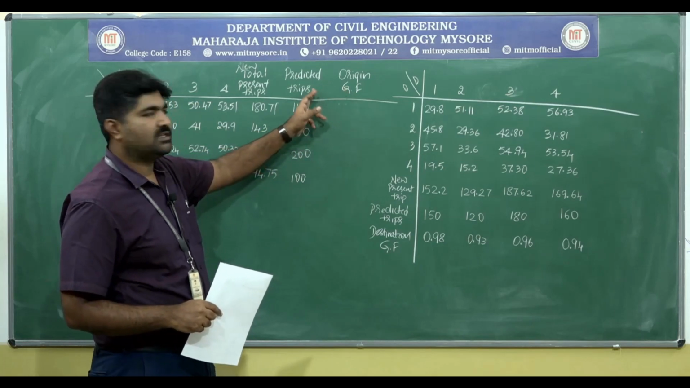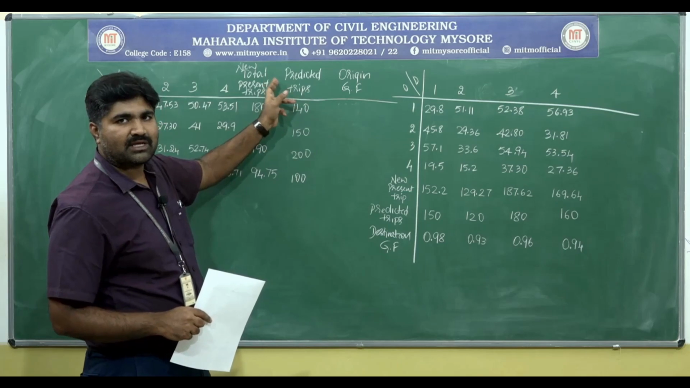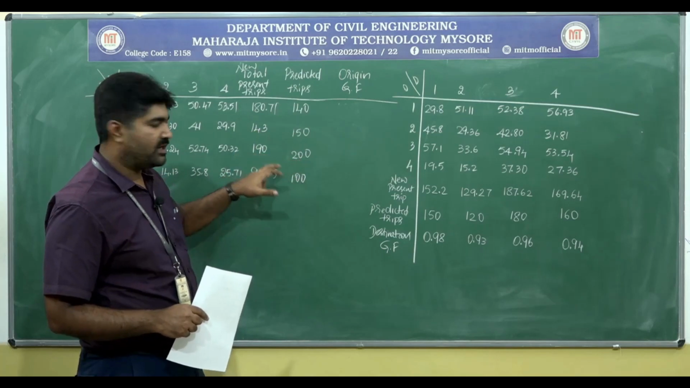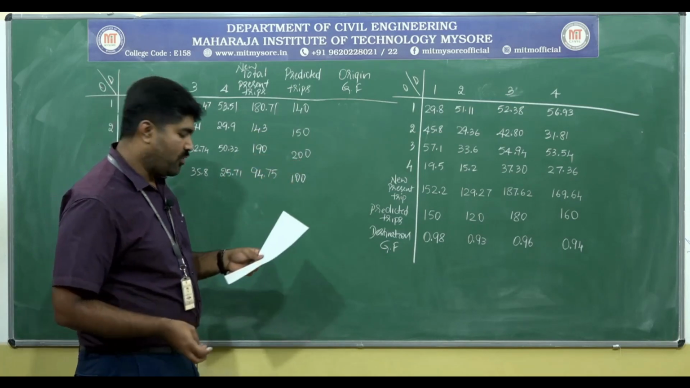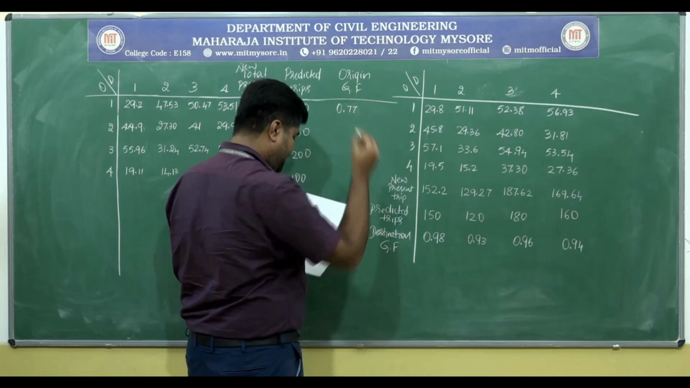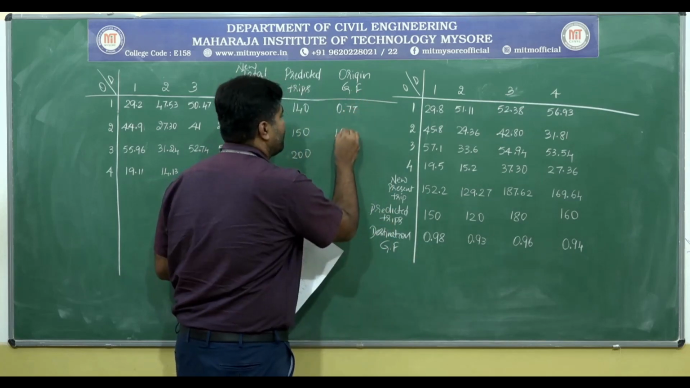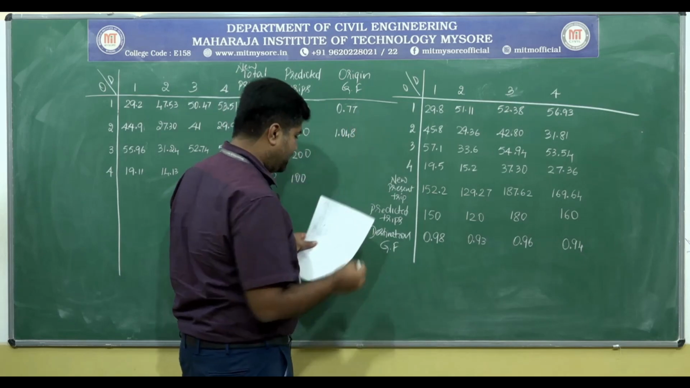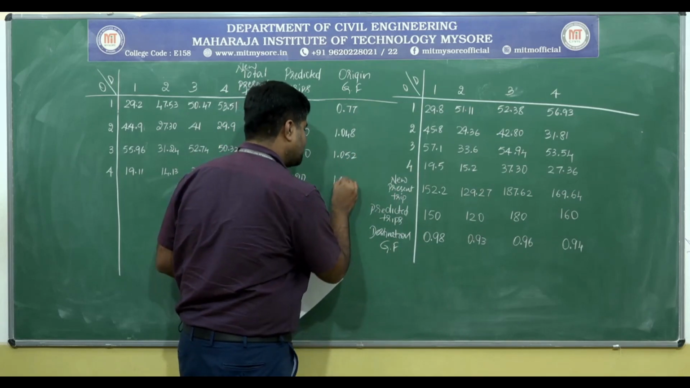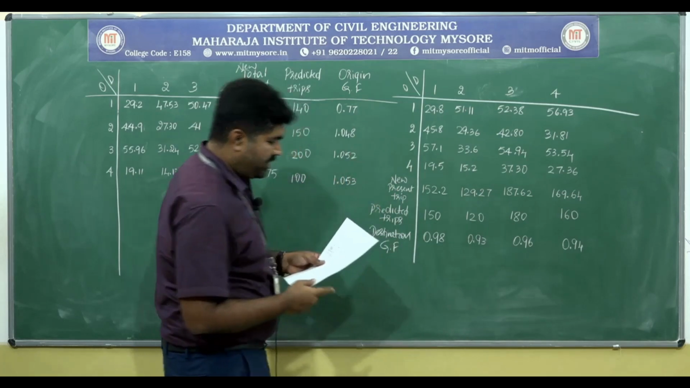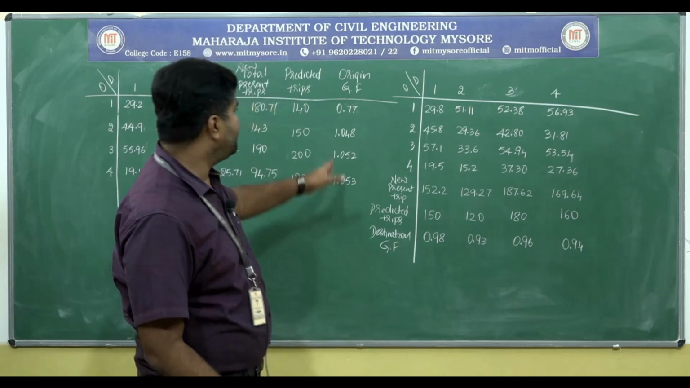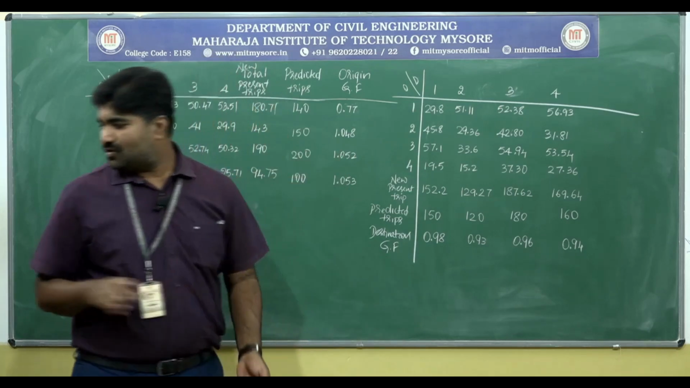That will be obtained by dividing the predicted trips by the total present trips. 140 divided by 180, 150 divided by 143, 200 divided by 190, 100 divided by 94.75. You will get this growth factor 0.77. Next 1.048. Next 1.052. Next it is 1.053. Now we compare these values with the previous origin growth factor. They are very near to unity.